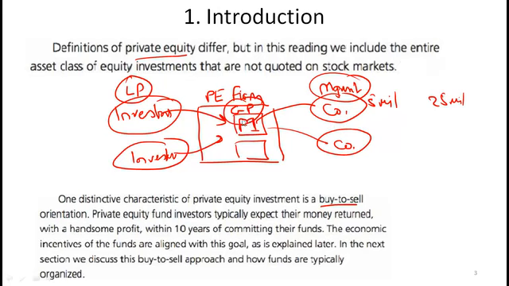So looking at this picture, what do you think the two key roles of the GP are? One key role is raising money, and the other key role is to manage the funds, figure out which companies to invest in, maybe help these companies grow and so on. So the key player in here is really the GP.